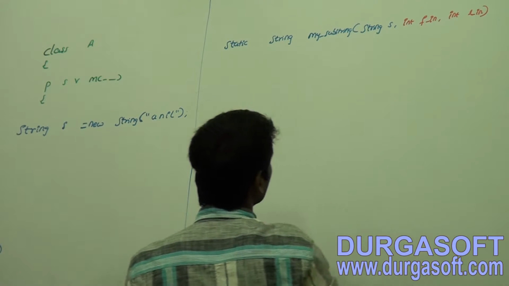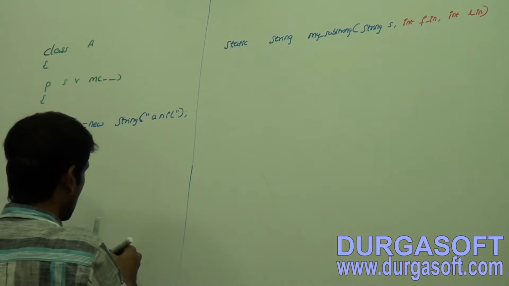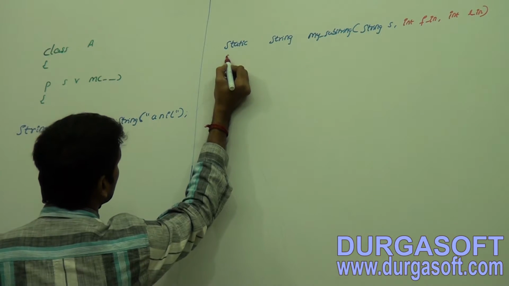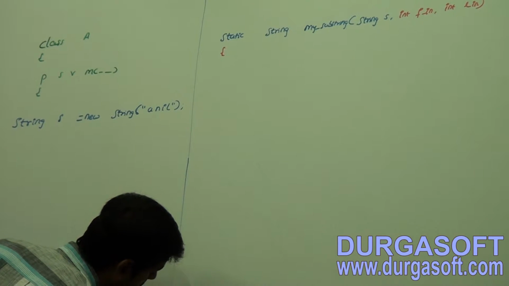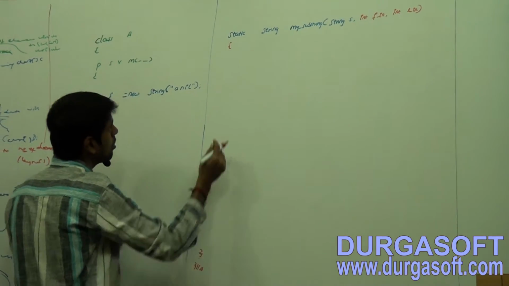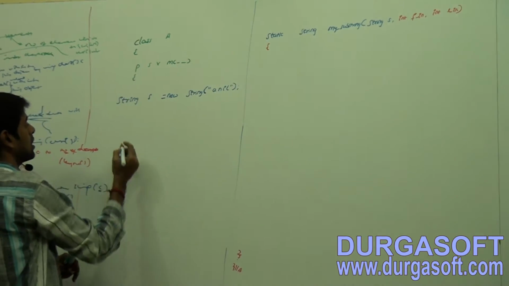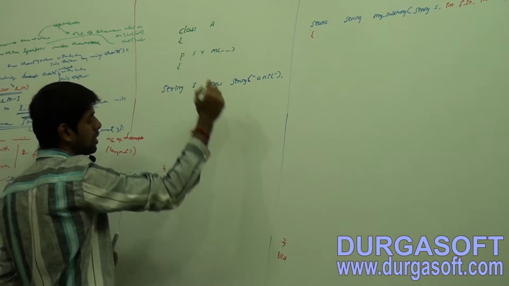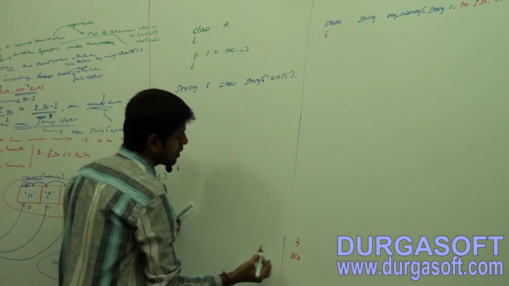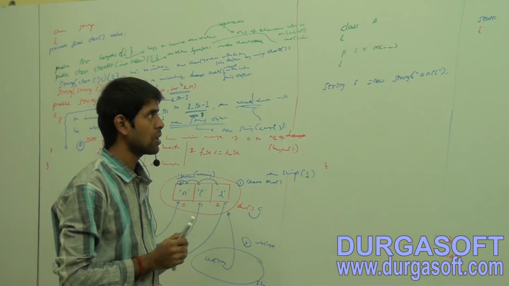Okay, comma, last index. Now let me open and close the scopes of that particular method. This is the end scope and starting scope. This is also the starting scope and end scope, and this is the end scope of our class A. Okay, class is what? A.